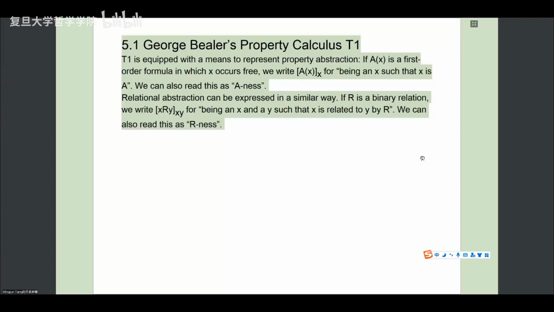And that's very useful, of course, because the Navya-Naiyayikas always talk about things like spotness and treeness, and we must have a means to represent this formally. We have this in George Wheeler's property calculus T1.